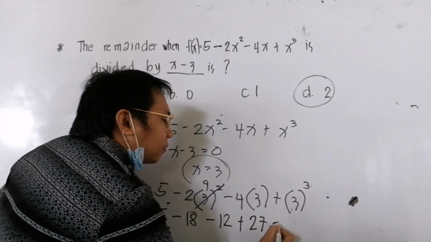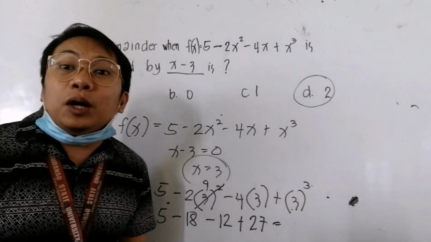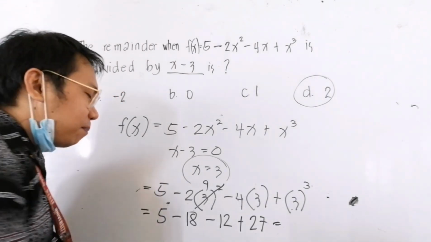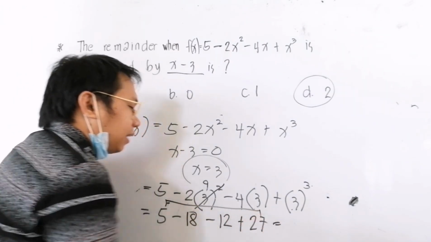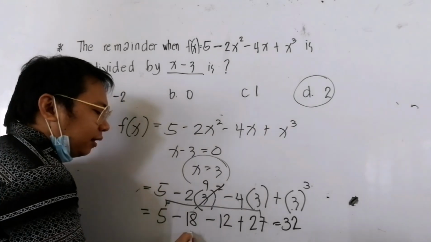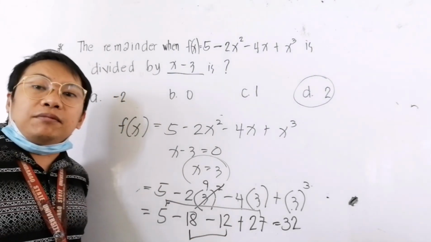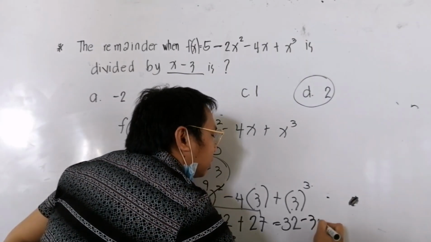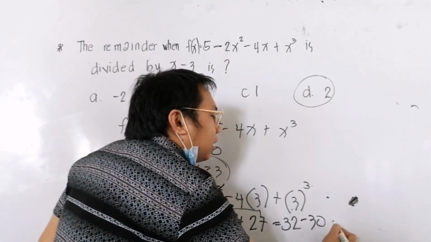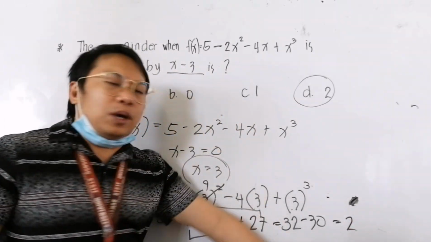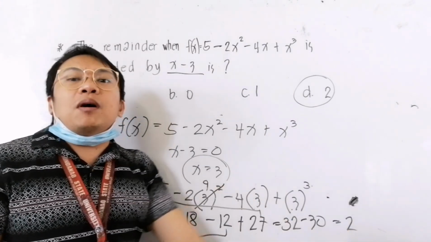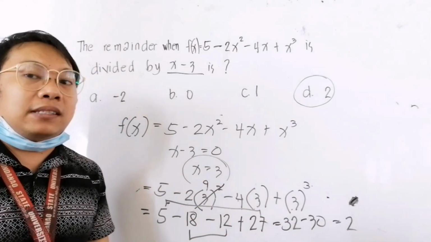Simplifying further, combine all positive numbers and all negative numbers so we will not have a hard time. So, 5 and 27 will give you 32. Negative 18 and negative 12 will give you negative 30. And 32 minus 30 will give you 2. So the number here is just simply the remainder. So our remainder is equal to positive 2.